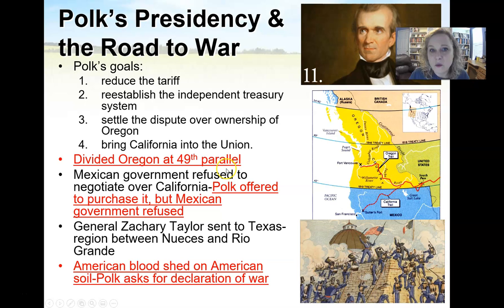He also wants not just Texas. Polk actually sends a whole entourage to talk to Mexico about taking California, but they refuse. This is going to set up tensions between us and Mexico. He sends Zachary Taylor to Texas along the border between the Nueces and the Rio Grande River. That whole area was contested between Texas and Mexico itself. Shots are fired, and now Polk is going to ask for war against Mexico.